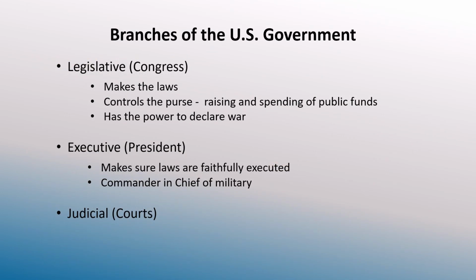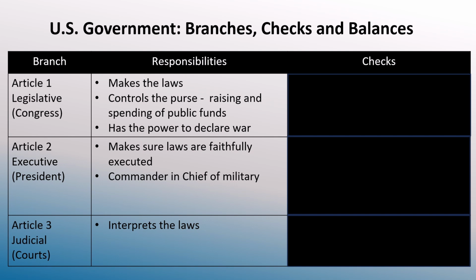Article 3 of the Constitution addresses the judicial branch, whose responsibility is to interpret the laws. This chart summarizes each branch and its responsibilities. To ensure that each branch operates legally and within its responsibilities, the Constitution calls for a system of checks and balances. Each branch has checks and balances on it from other branches.